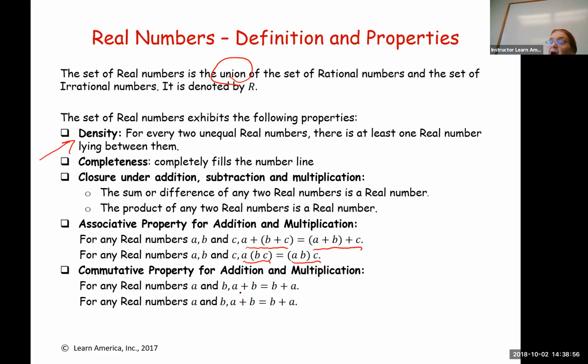And again, commutation, like going back and forth to work, they work in both directions. A plus B will give us B plus A. And I think this was supposed to be A times B. I have a little error here in the PowerPoint. A times B equals B times A. So we have for addition and for multiplication over here.